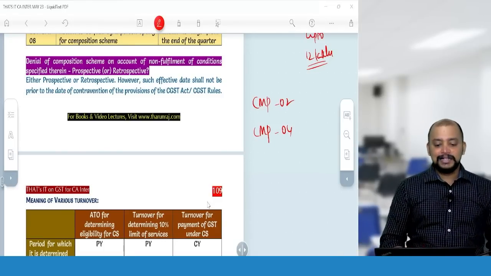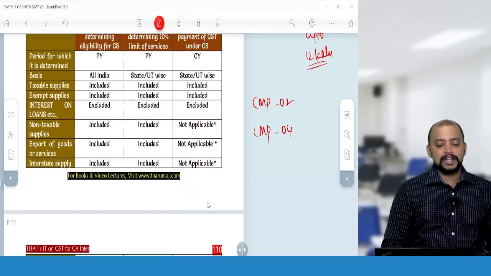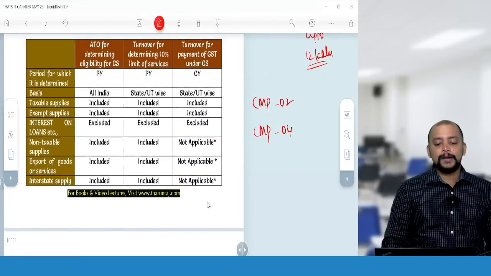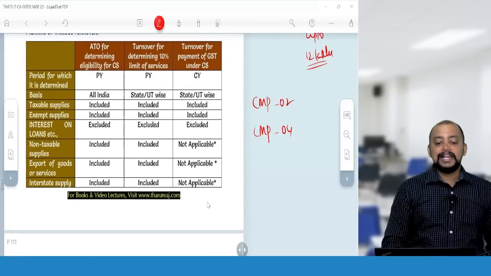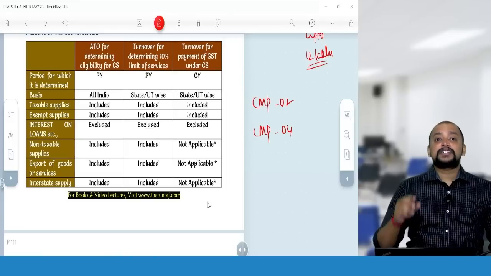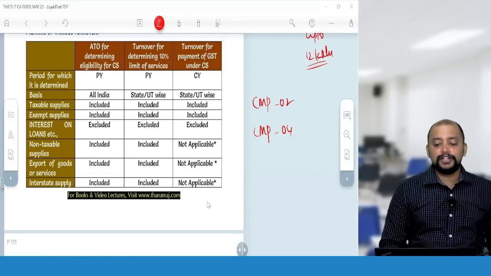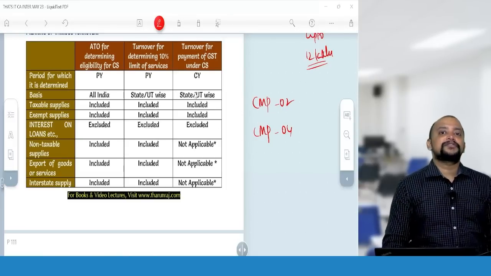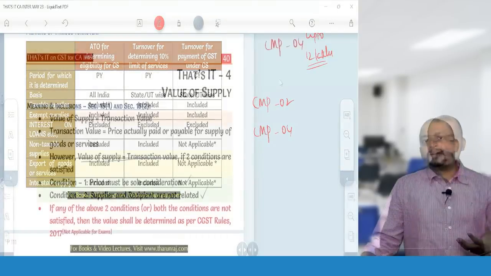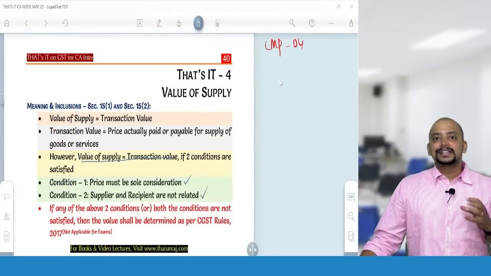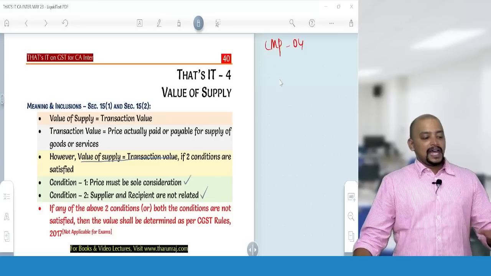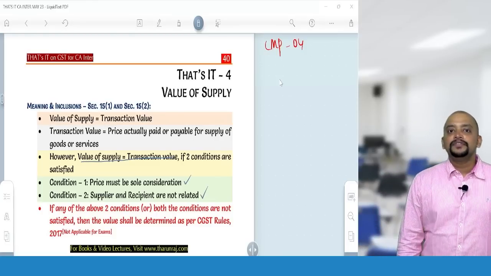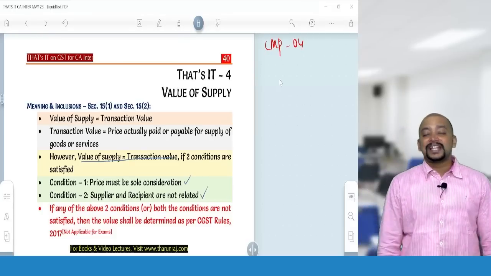the conditions. Then this is the meaning of various turnovers: how to compute the turnover for the purpose of determining the eligibility, the second one for computing the 10% limit, and for the purpose of turnover for payment of GST under the composition scheme. Value of supply is given under section 15. Only one section we have, that is section 15, and as per section 15 we need to take the value of supply as the transaction value.